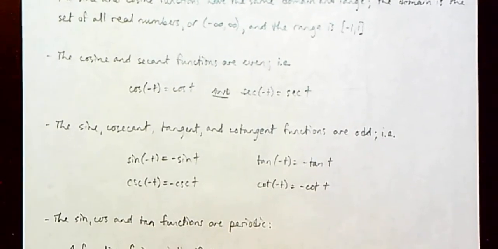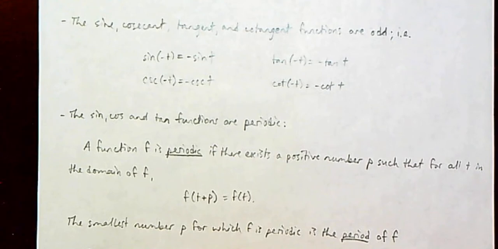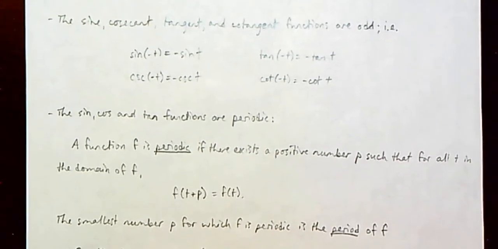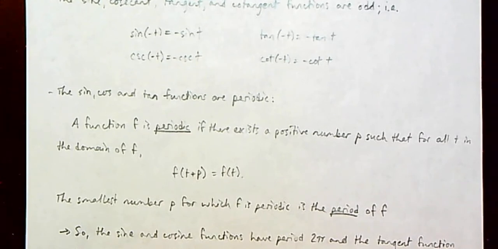All 6 trig functions truly are periodic, but we really focus on the main three of sine, cosine, and tangent. But what does it mean for a function to be periodic? A function f is periodic if there exists a positive number p such that for all t values in the domain of f, f of t plus p is equal to f of t. And this smallest number p for which f is periodic is called the period of f. Now that's a perhaps odd definition. Let me clarify it as such.